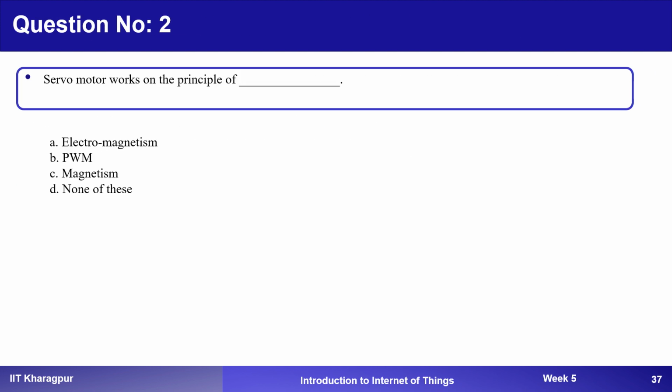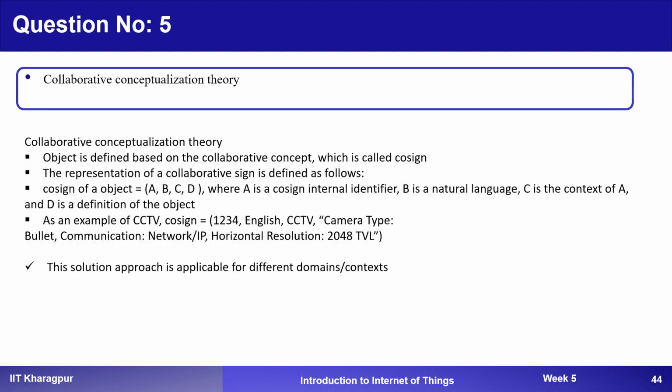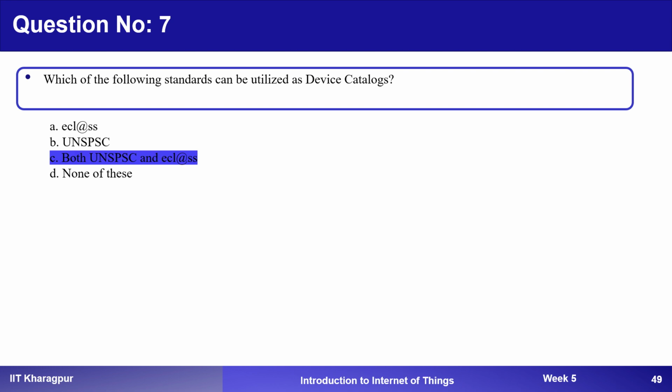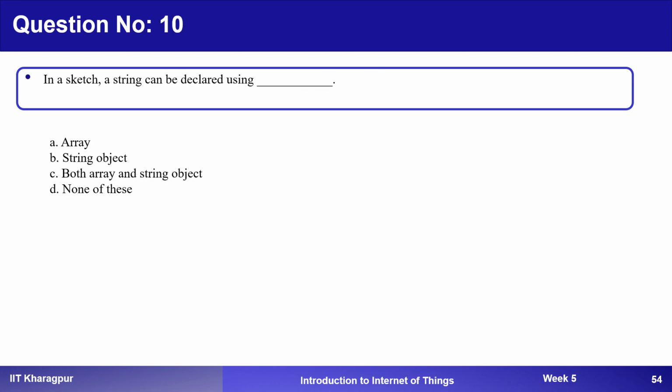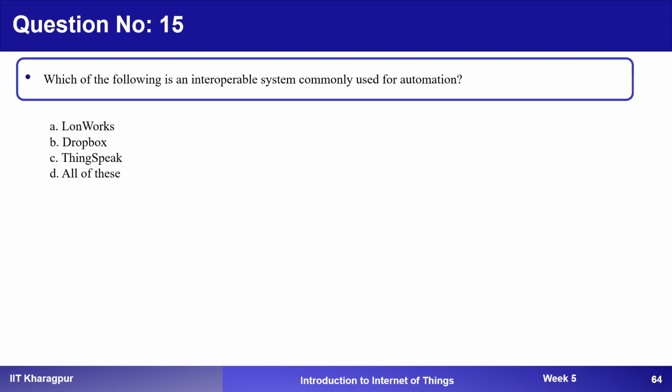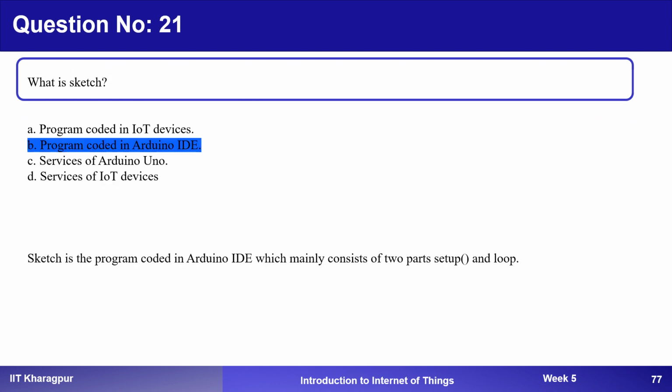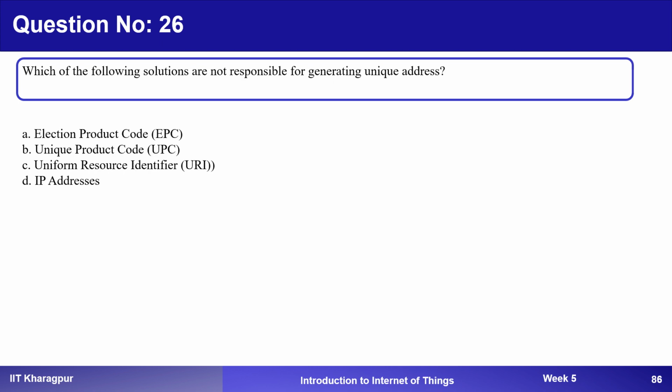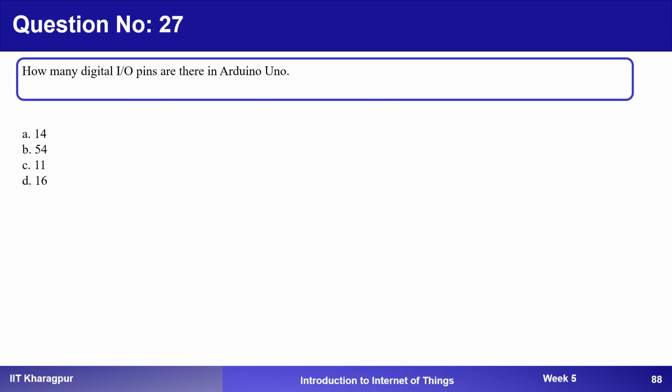So there we have options. One is your election product code. Second is your unique product code. Third is your IP addresses. And fourth one is your URI, that is Uniform Resource Identifier. So both A and B in this question are incorrect, because EPC stands for Electronic Product Code and UPC stands for Universal Product Code. So both A and B are incorrect for this question.